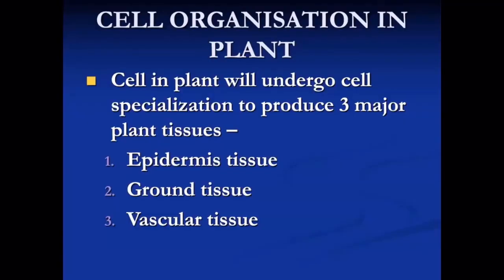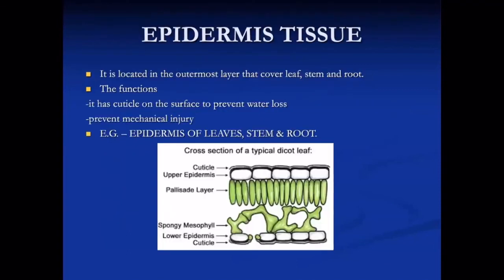Now moving forward to the plant. In plants there are three tissues. The first one is epidermis tissue, then ground tissue, and vascular tissue. So the first one is epidermis tissue. Epidermis tissue you can find in the leaf, stem, and also root. So here, this is epidermis tissue. You can find it in the leaf. This is the example of a leaf.